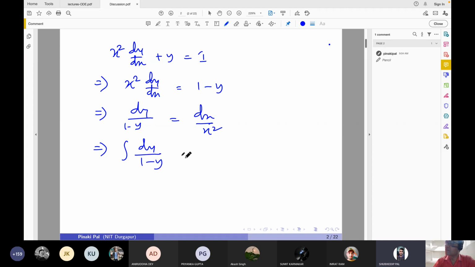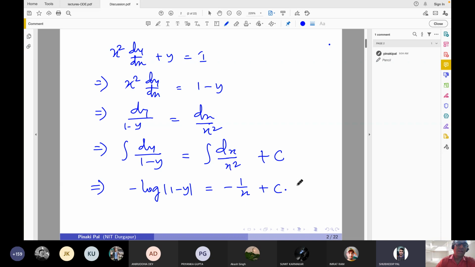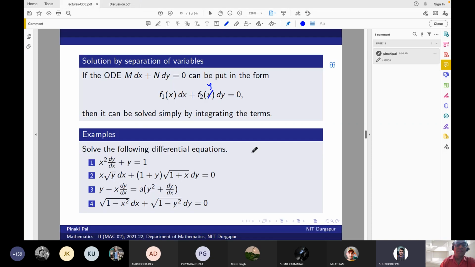Integration of dy/(1 minus y) is equal to integration of dx by x squared plus c, where c is the arbitrary constant. Now this is equal to minus log mod of (1 minus y), and this is equal to minus 1 by x plus c. So this is the solution of the differential equation, which we could separate in terms of the variables. Okay, we could isolate, or we could separate the variables x as well as y, and we could solve it easily.